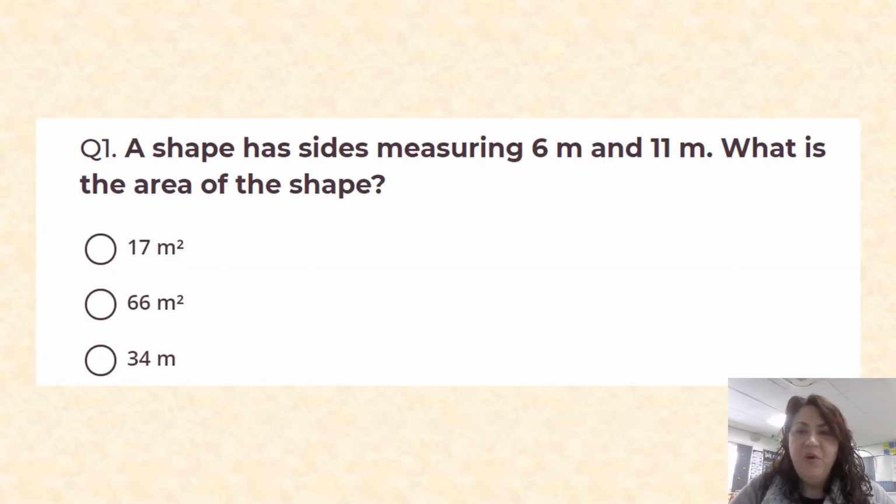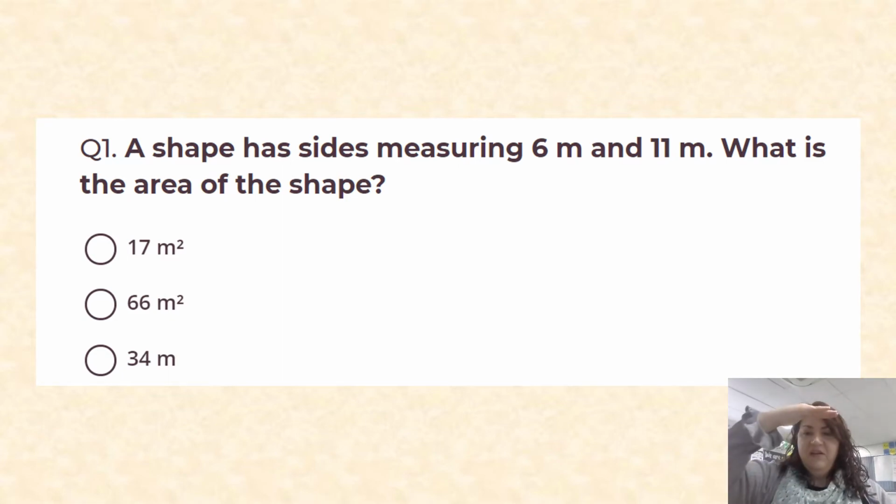Okay, so just some quick questions to warm us up here. A shape has a side measuring 6 meters and 11 meters. What is the area of the shape? The area. Okay, so just think about this for a second. What have you got to do to find the area? You've got 3 options there.